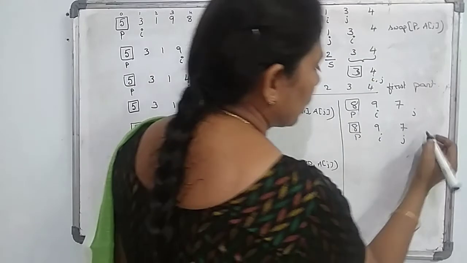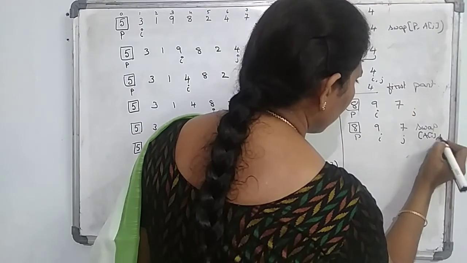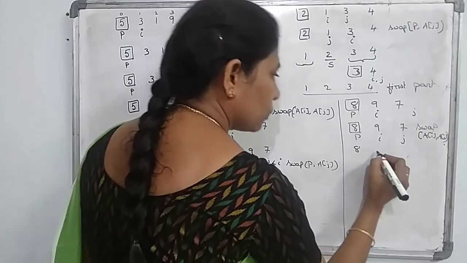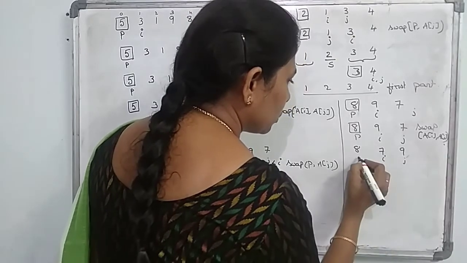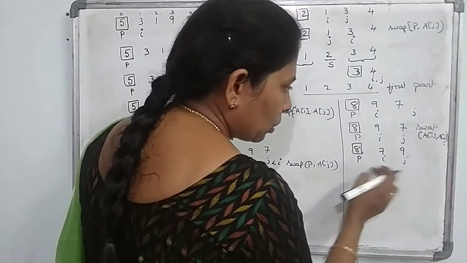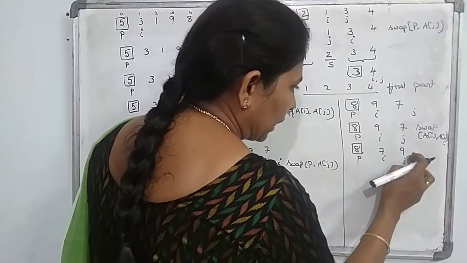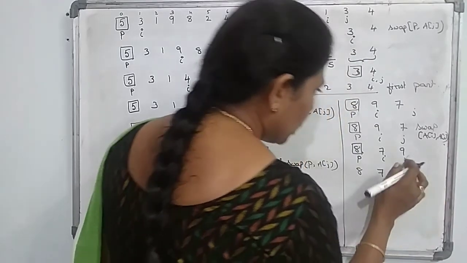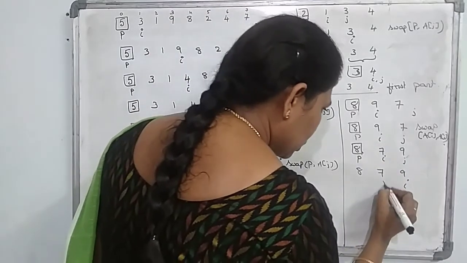So I is less than j. Again you can apply the swap of a of I comma a of j. So that means 8, 7, 9. This is the I value, this is the j value, this is the pivot element. Now again you can do the process. 7 is less than 8, so you can move this one. 9 is greater than 8. So 8, 7, 9. This is the I value. 9 is greater than 8, so skip this one. 7 is less than 8, so this is the j portion.